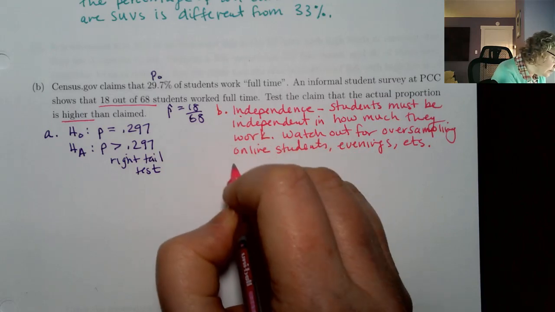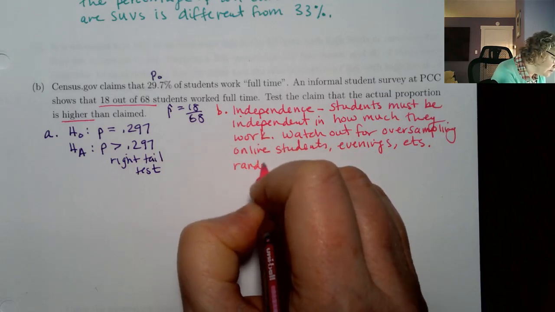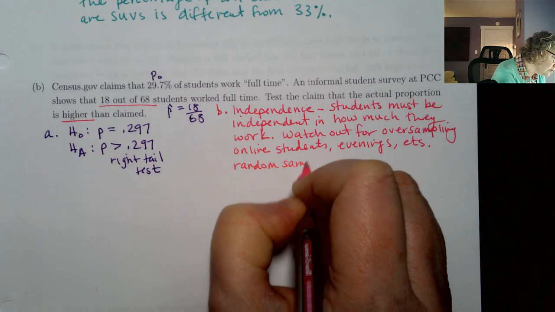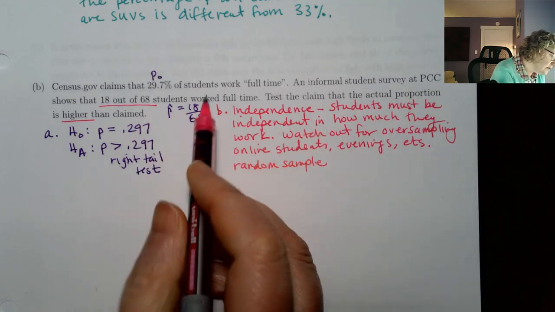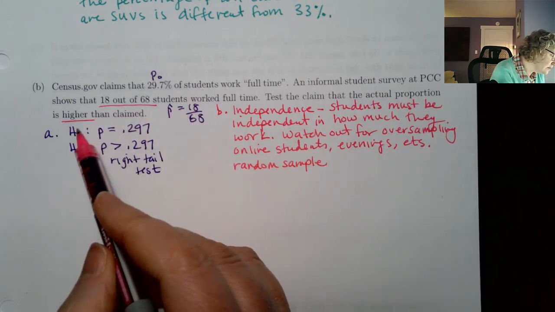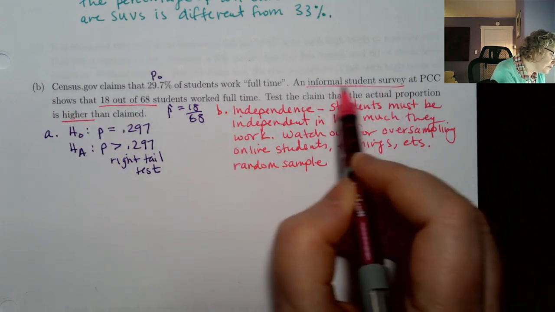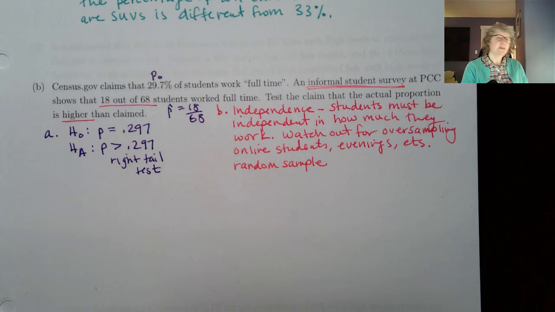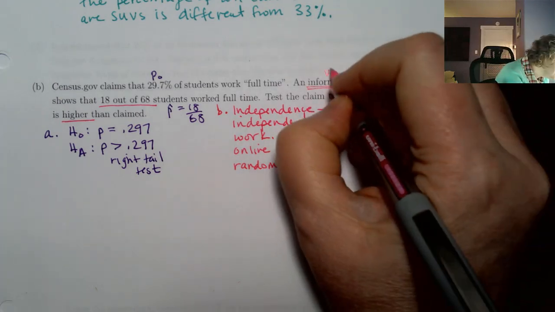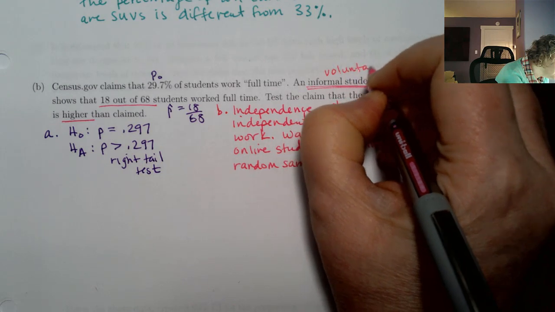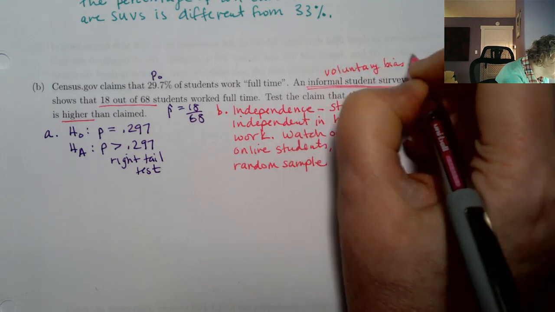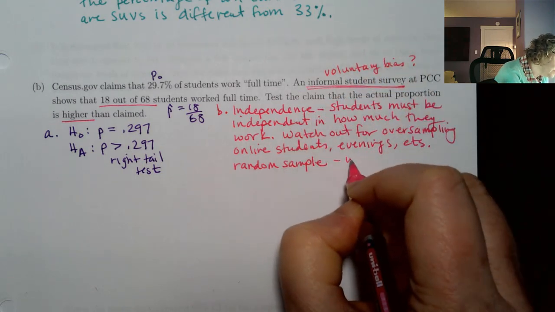And then we need a random sample. Okay, does it say that? An informal student survey. Ooh, okay, so we want to watch out for voluntary bias here as well. So we need a random sample.